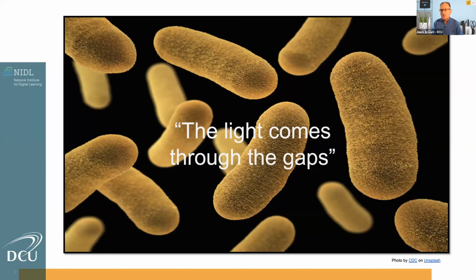But first, the general ethos underpinning this opening session is if I drill down with the microscope, sometimes we focus on what we see under the microscope, having had a background in science in another career, but sometimes it's the gaps that are more important. And that's really what I want to emphasize today, the gaps, the light coming through the gaps.